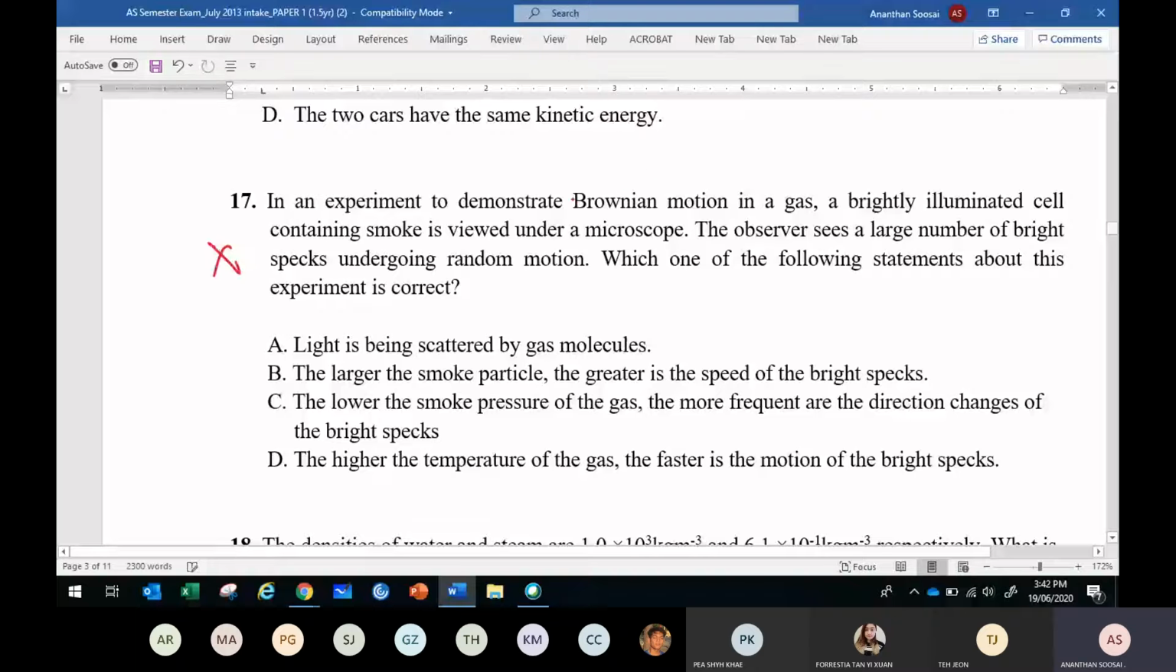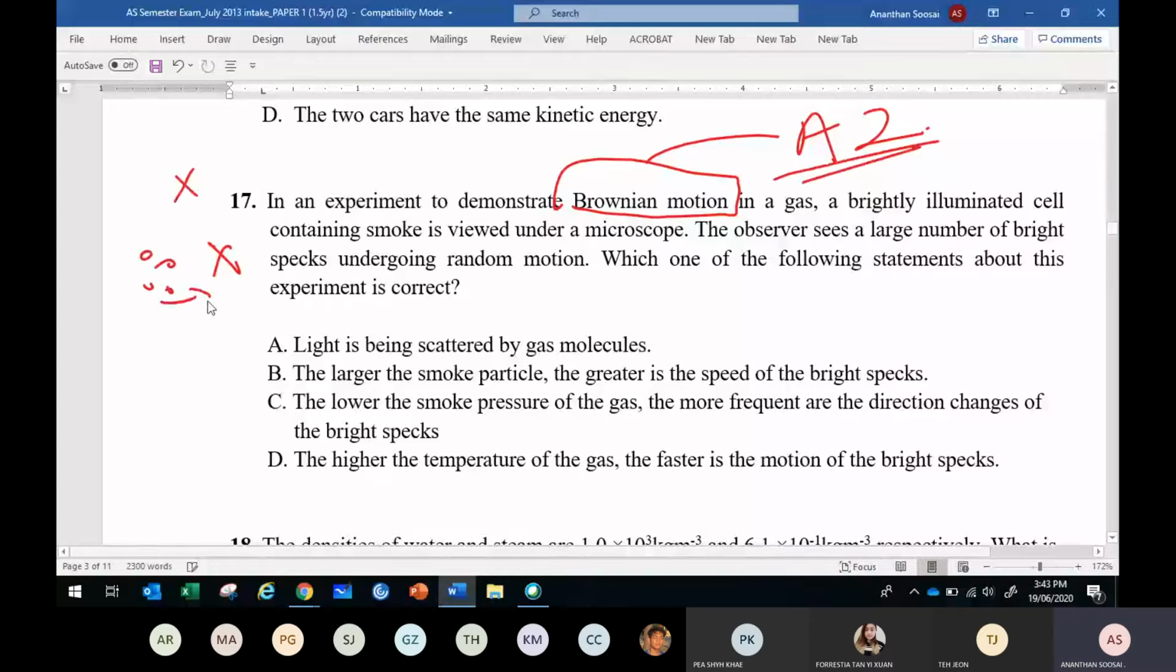Brownian motion was already pushed to A2. Okay, so we will be doing that in A2. So no need to. Any Brownian motion, any particle movement, is not in AS, it's all in A2. So I think not necessarily discuss this 17. It's in A2 later. Any other question? 18. Okay, good.